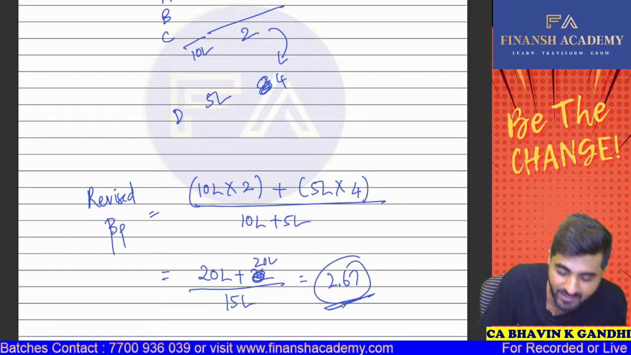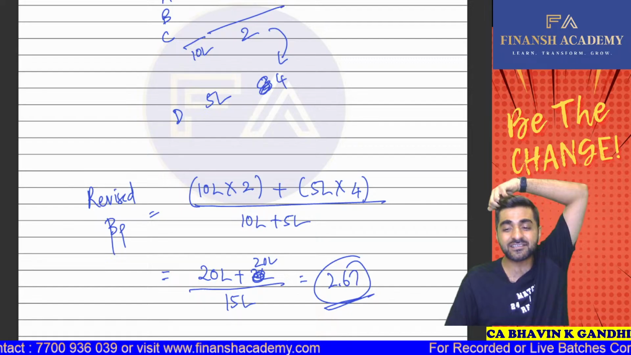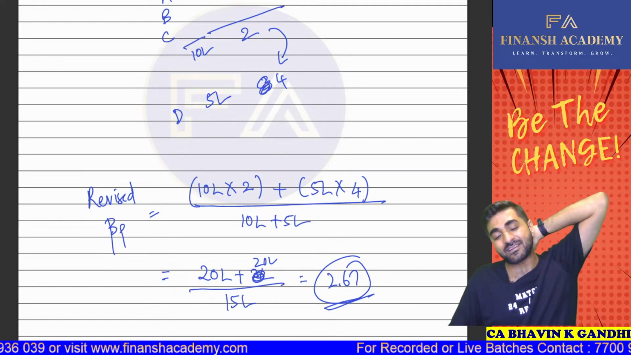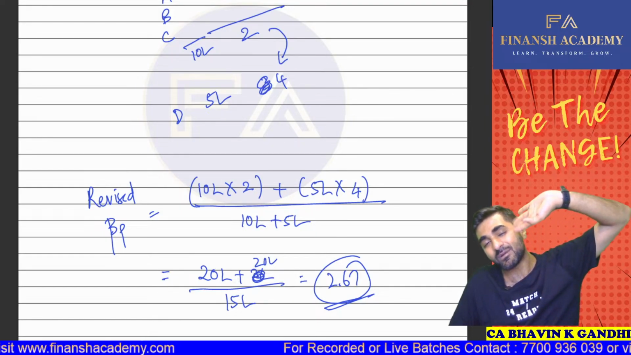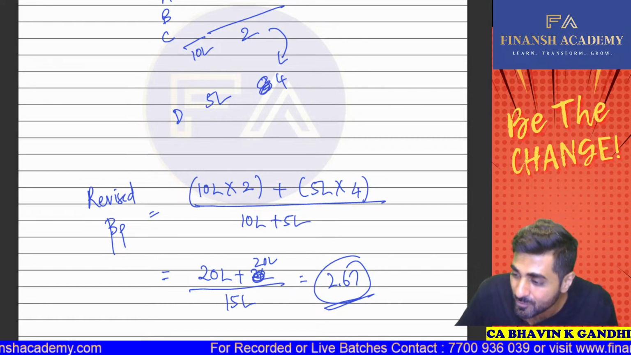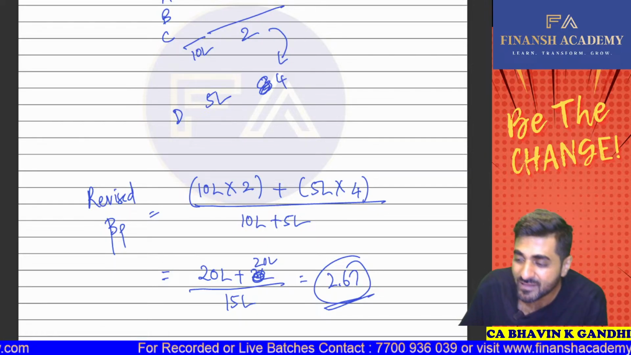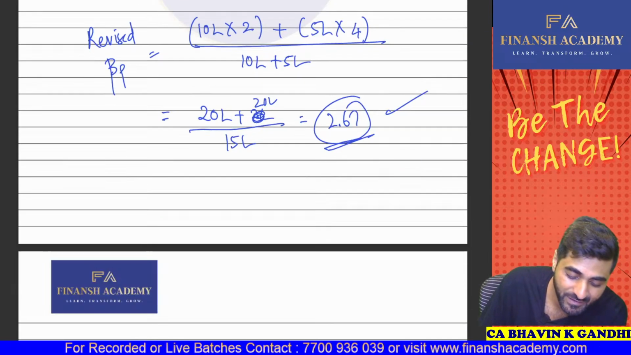Did you just realize that the revised beta of the portfolio has increased? Come on, yes or no? Yes, sir. From 2, it has increased to 2.67. So ultimately, the revised beta of the portfolio has increased, and you will definitely get more returns. This is something which is going to come to your benefit, right?